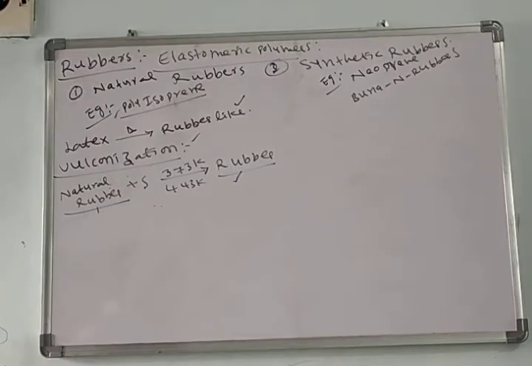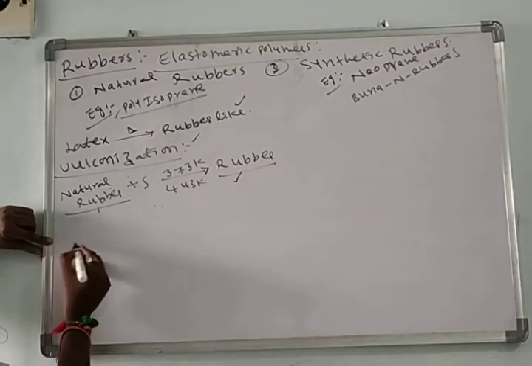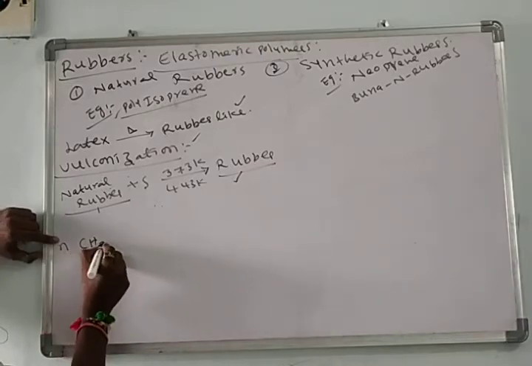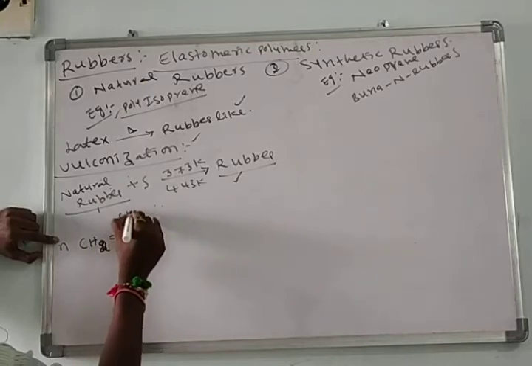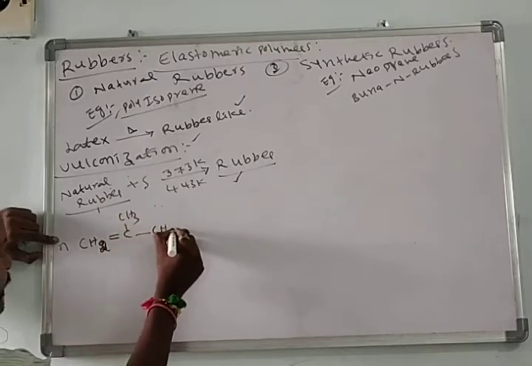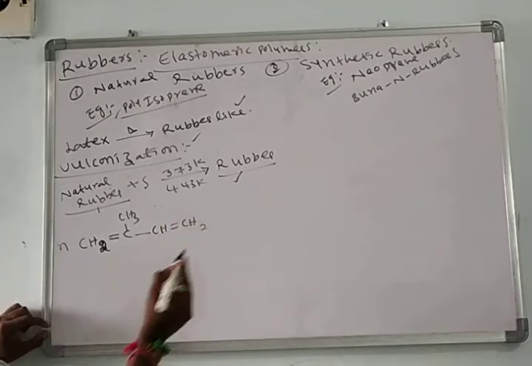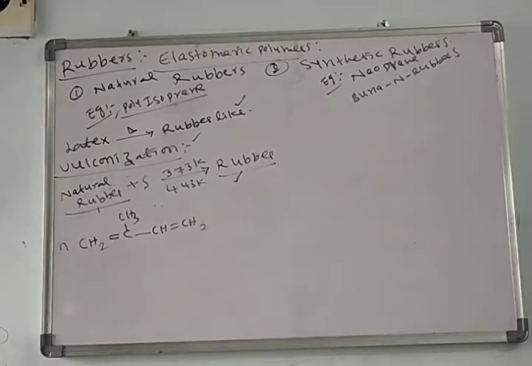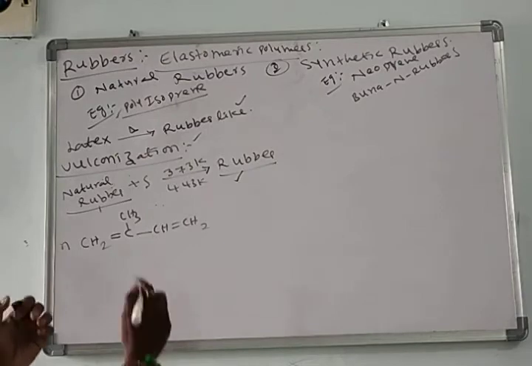Polyisoprene. It is prepared from isoprene. Isoprene means CH2 double bond, CH3, CH double bond, CH2. It is one of the 1,3-butadiene derivatives.